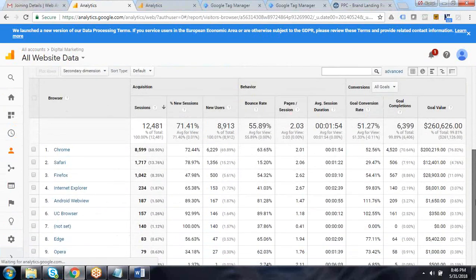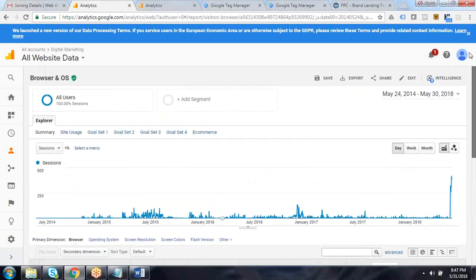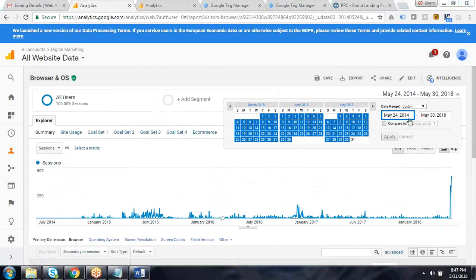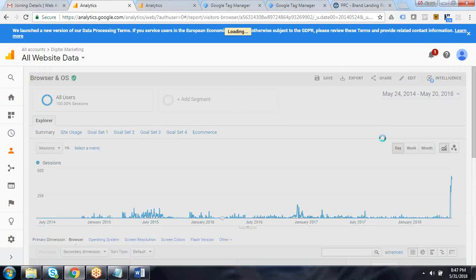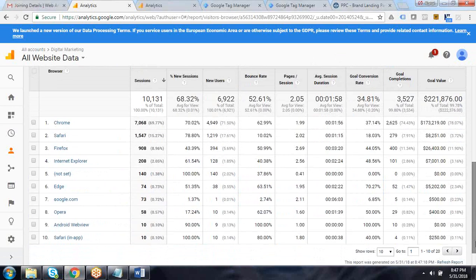Do you all see this data on my screen? Sorry, let me just go and refine it a bit. All right, do you all see this data on my screen? Okay, let me try to go ahead and explain this data to you, and then you can probably go ahead and take the action on it, okay?